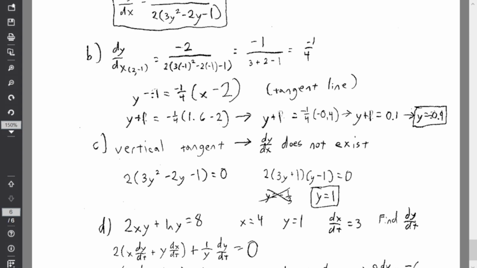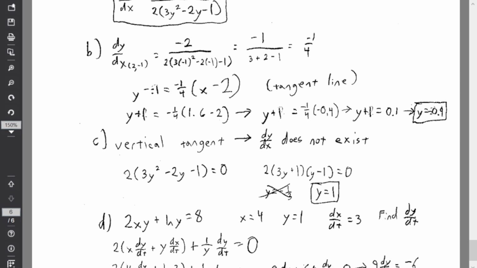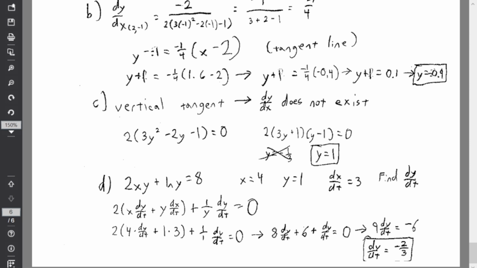And then derivative of natural log of y is 1 over y. It's the derivative of y, so we write dy dt. And then derivative of 8 is 0. And now we can put everything else in and solve for dy dt. So the rest is just algebra and plugging things in. We're trying to get dy dt by itself. So I combined 2 times 3 is 6.